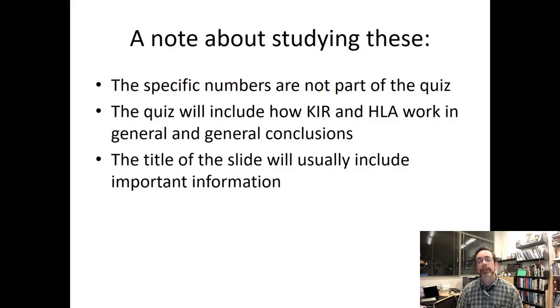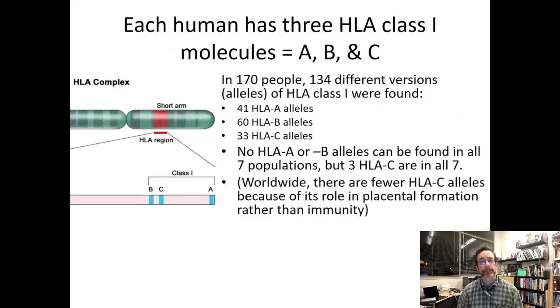You can't even get that much useful information out of that level of specificity. What you can get is general trends for diversity in KIR and HLA genes. Remember that each human will have 3 HLA class 1 molecules, A, B, and C, and you can be heterozygous for these. So when they looked at the 7 populations and compared their 180 people, I believe 10 had to be left out of the study for some reason.